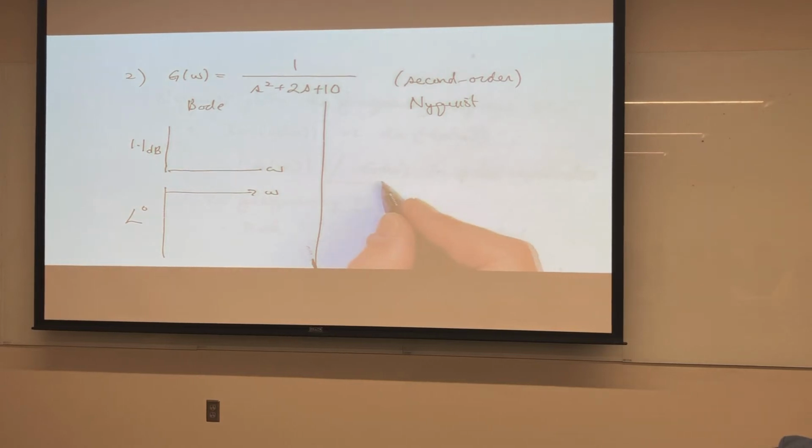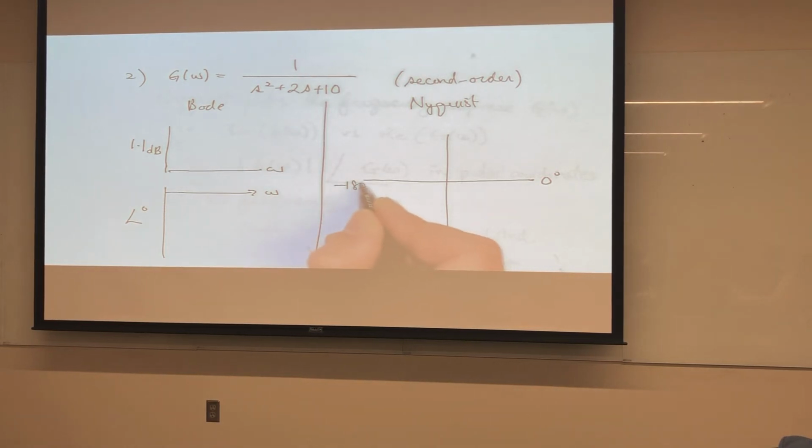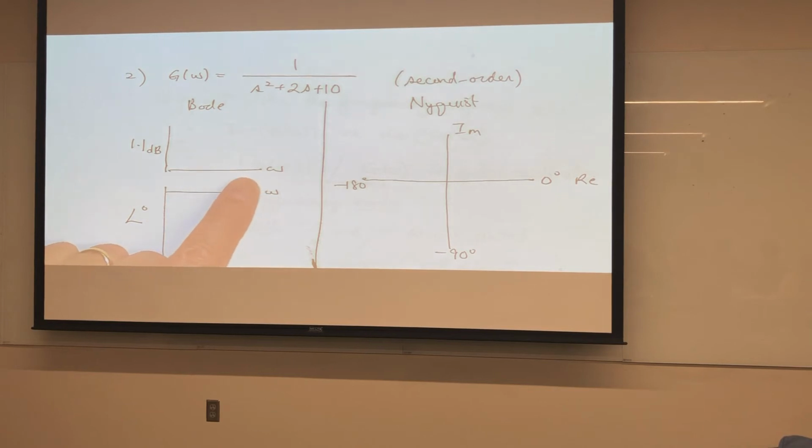The Nyquist plot has only 2 axes. So I can think of it as polar coordinates, 0 degrees, minus 90 degrees, minus 180. Or I could think of it as imaginary versus real. Either are correct. Both are correct. Either one can be used. Okay. In the Bode diagram, the frequency axis is clearly labeled. Here, we don't see frequency.